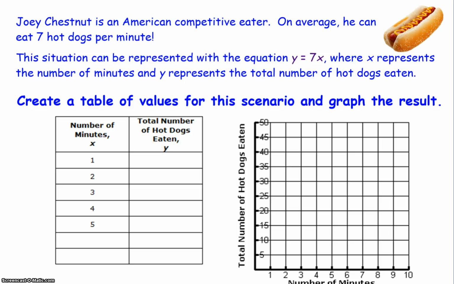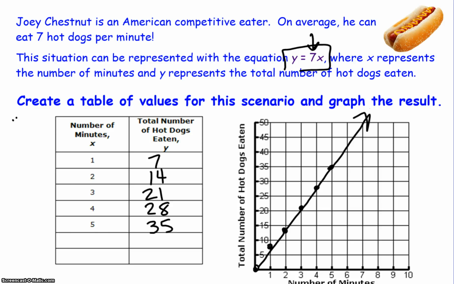So in 1 minute he can eat 7 hot dogs, 2 minutes 14, 21, 28, 35. And then we can graph it. 1 minute he ate 7. 2 minutes he ate 14. 3 minutes he ate 21. 4 minutes he ate 28. 5 minutes is at 35. And we know it is multiplicative, so it starts at the origin because there is nothing being added or subtracted. So there's your line, and there's your graph.